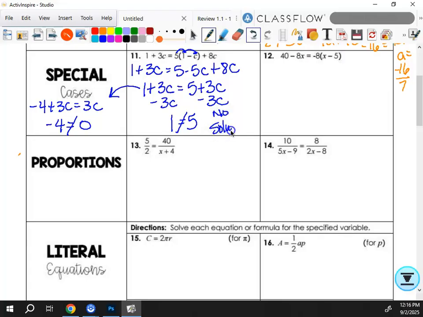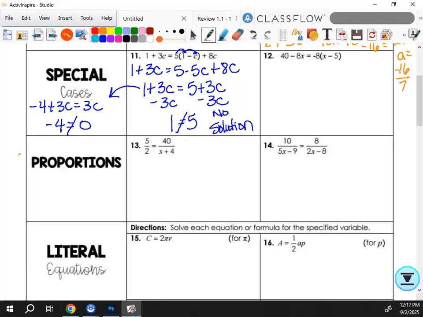And then somebody asked me, what makes this a special case? Well, it's because we don't get x equals 5 or something like that. It's because we're getting a false statement. You have to know that it means no solution. That's what makes it a special case. It doesn't happen nearly as much as you actually getting a number like x equals 5 or something.